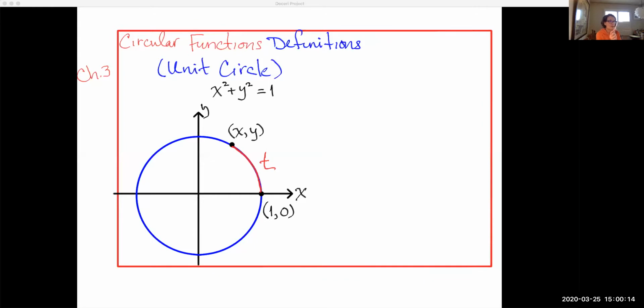And so if that point x, y travels around the circle, t will get longer, right? If it goes counterclockwise, t will get bigger. And it'll get all the way to 2 pi, and then it can keep going past 2 pi. It just starts going around and around and around.